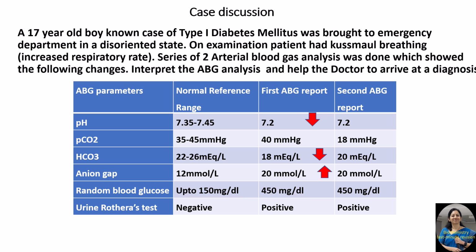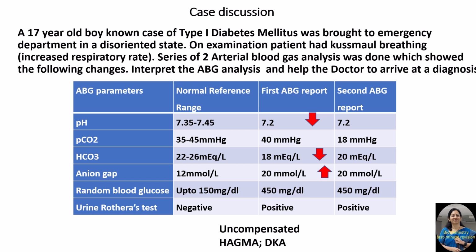Now what is the cause for this altered ABG? Just check out here, the random blood glucose is increased and the urine ketone test is positive. So this is a case of uncompensated high anion gap metabolic acidosis. The cause is diabetic ketoacidosis.